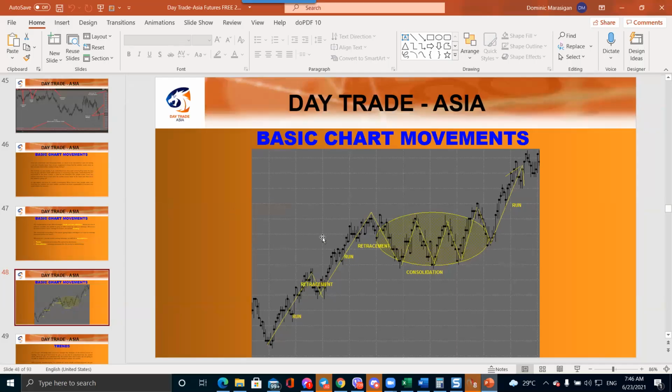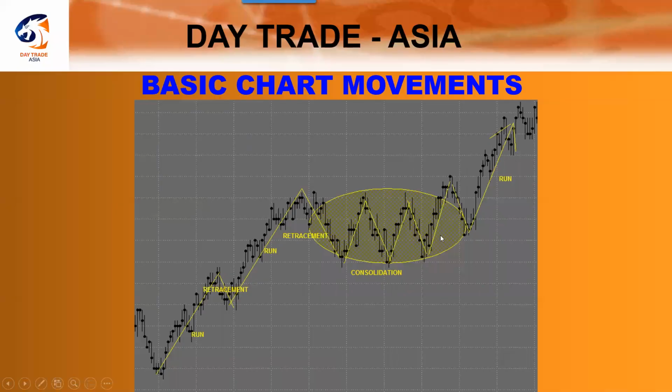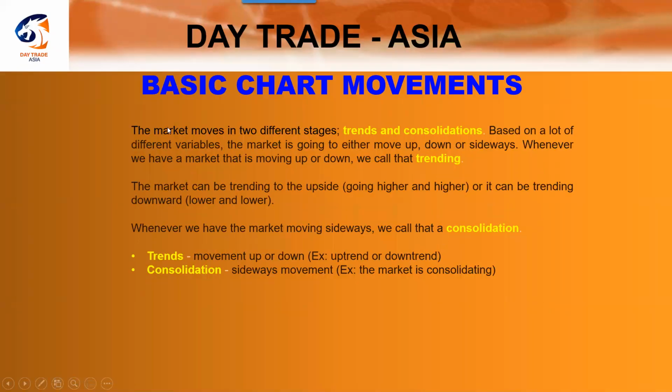So it can either move up, like I said, it can trend up or trend down or move sideways, in terms of what we call consolidation. So again, if the market is trending, the upside is going higher and higher, or it can be trending downward, going lower and lower. Whenever we have the market moving sideways, we call that consolidation. Trends either go up or down, and consolidation goes in a sideways movement, okay?